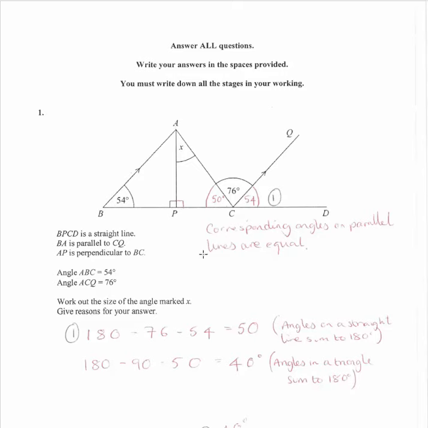You've got to use the kind of skills that you knew back in year 7. Angles on a straight line equal 180, angles in a triangle add up to 180. And you've also got to use certain angle facts that you know with parallel lines. First of all, whenever you see parallel lines, you should be looking out for Z's and you should be looking out for F's. Okay, now here is an F.